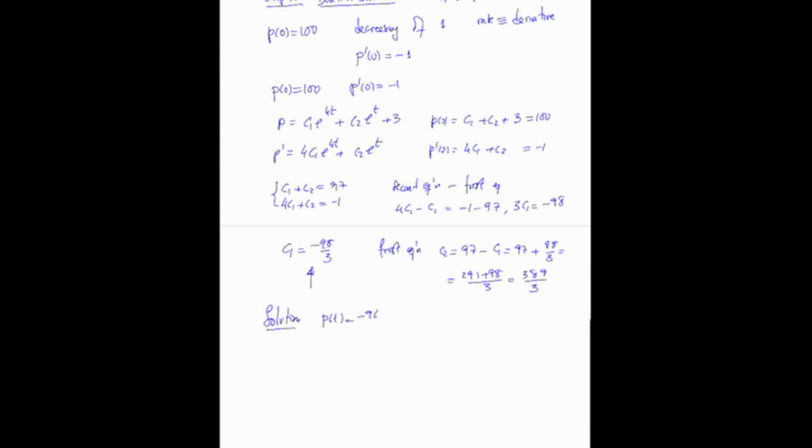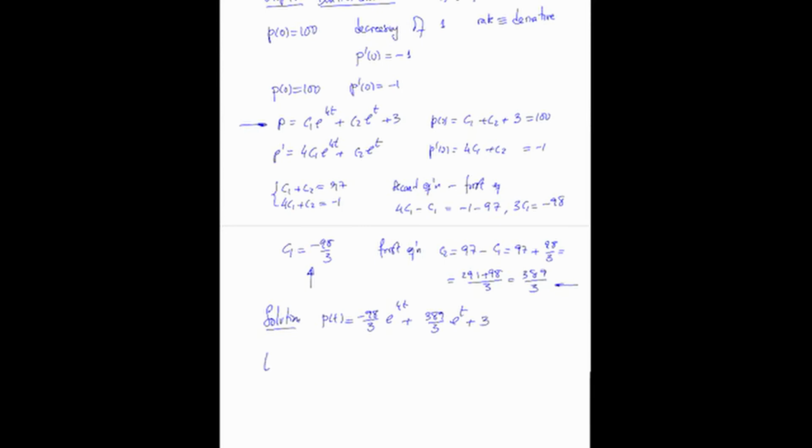Minus 98 over 3. This equal sign is very ugly. We'll remove it and we'll put it properly. e to the 4t plus C2, which is here, 389 over 3 e to the t plus 3. If you remember, here it is, for example, plus 3.